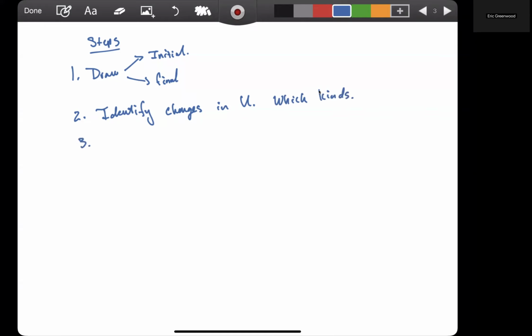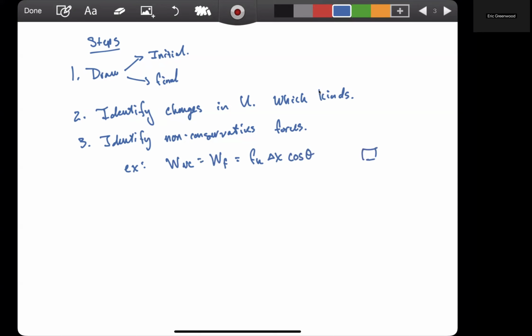Step number 3, then we want to identify non-conservative forces. So do I have friction? Do I have a tension? Do I have an applied force? So do I have anything that is either adding or subtracting energy from the system? If I have friction, for example, then my non-conservative force, as an example, would be the work done by my friction, which is then going to be equal to my friction force times the displacement over which the force is acting, times cosine of the angle between the two.